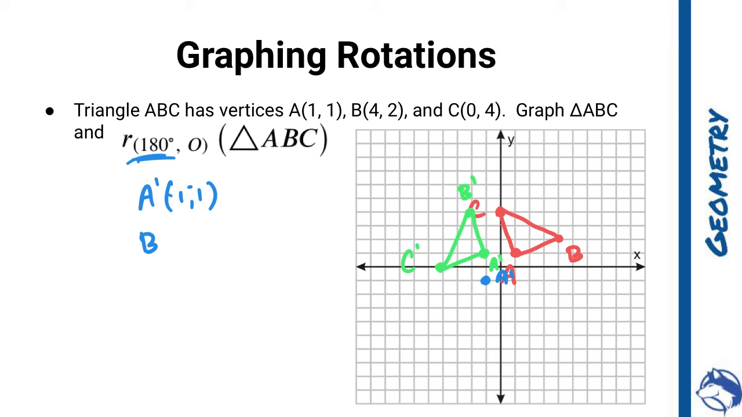And for B, I swapped my x and y for 90, and then I have to swap it back for 180, so I'm still at 4, 2, but they're both negative. So I go to negative 4, negative 2. And then same thing with C. It went from 0, 4 to 4, 0 back to 0, 4, and since they're both negative, I am down here. And so this blue one is my rotation of 180 degrees.